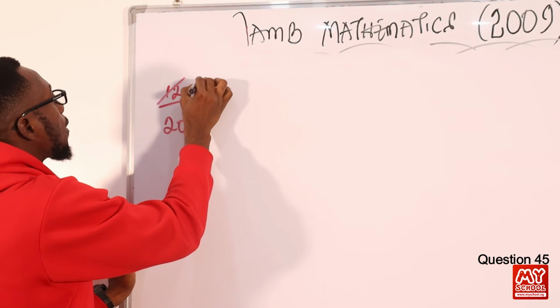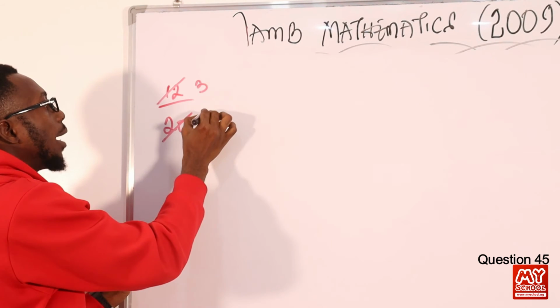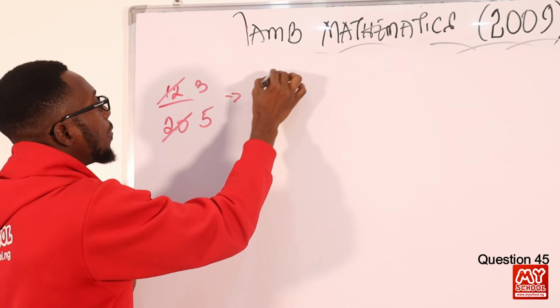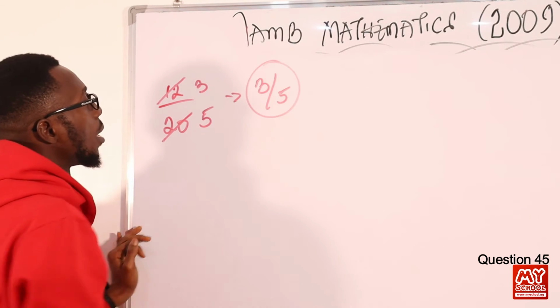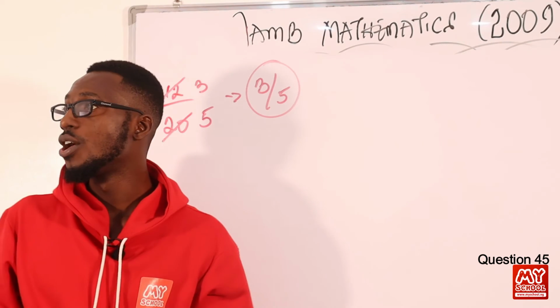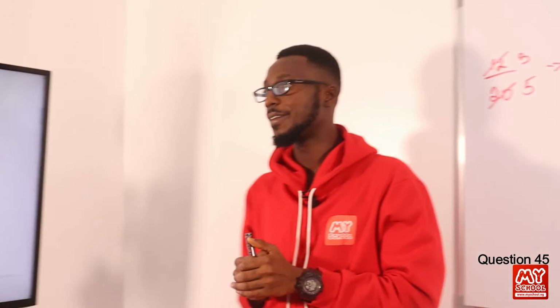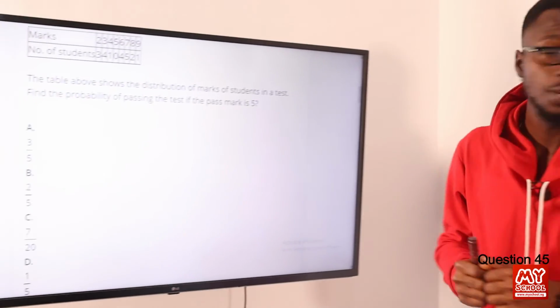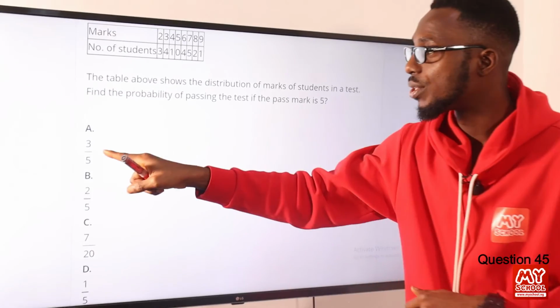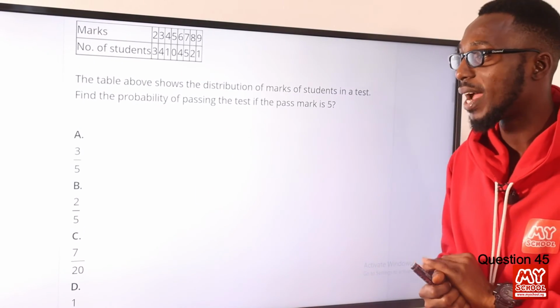So I have 4 here, 3, right? I have 4 here, 5. So I have 3 over 5. So the probability of passing is 3 over 5, given the pass mark is 5. So where do we have that? We have 3 over 5. That is secured with option A. So option A is the right option.